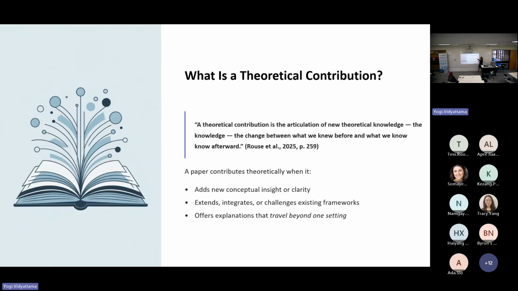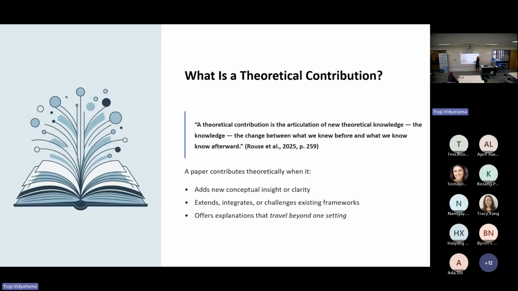I think there have been some changes because of the font, the Mac, and so I do apologize about that. So what we knew before and what we know afterwards because of the theory. So in an ideal world, a paper contributes theoretically when it is adding new conceptual insights and clarity. It's explaining something we didn't know before. It's extending, integrating, or challenging.